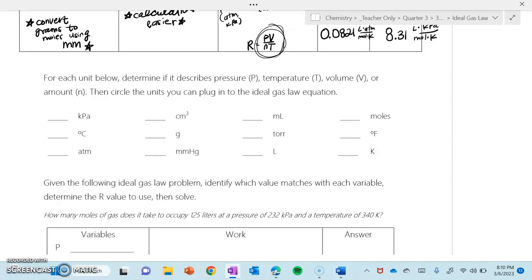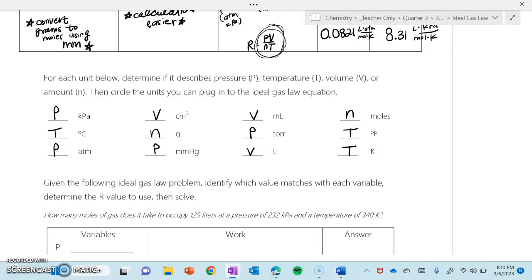All right, hopefully you've done it. So kPa is pressure, degrees Celsius is temperature, atmosphere is pressure, volume, grams, this is representing amount, but you would have to convert to N, or convert to moles, in order to plug it in. Millimeters of mercury, pressure, volume, pressure, volume, amount, temperature, temperature. Okay, so there's all of our units.